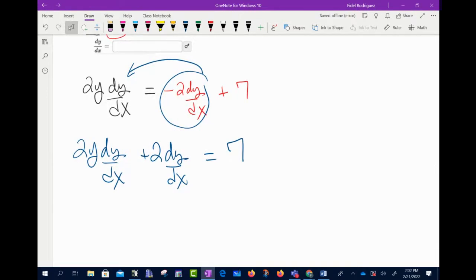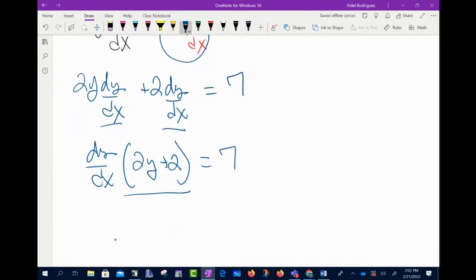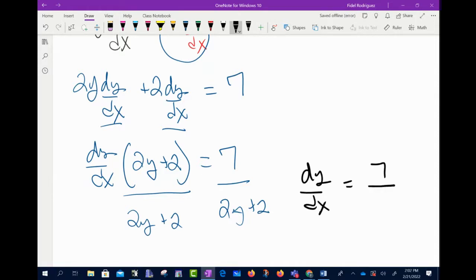And then does everyone agree that we can factor out that dy dx over here? And we should just be left with a 2y plus 2 equals 7, if you factor out that dy dx. And then finally, the last step we always said was we're going to do what? Divide. So we should be coming up with dy dx is equal to 7 over 2y plus 2.